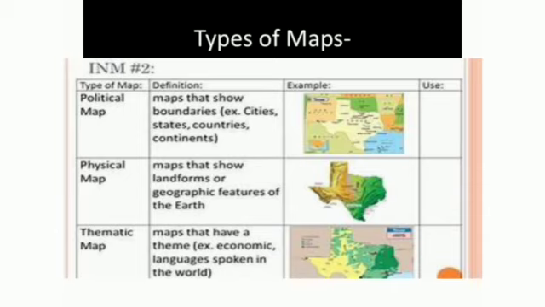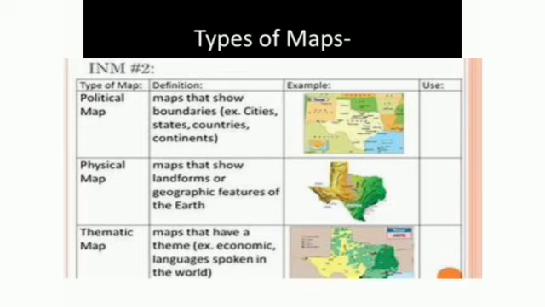Next, there are 3 types of maps, which are political map, physical map, and thematic map. Political map: a map that shows boundaries. For example, cities, states, countries, continents are shown in a political map. A physical map only shows the landforms or geographical features of the earth, like the mountains, the rivers, the deserts.